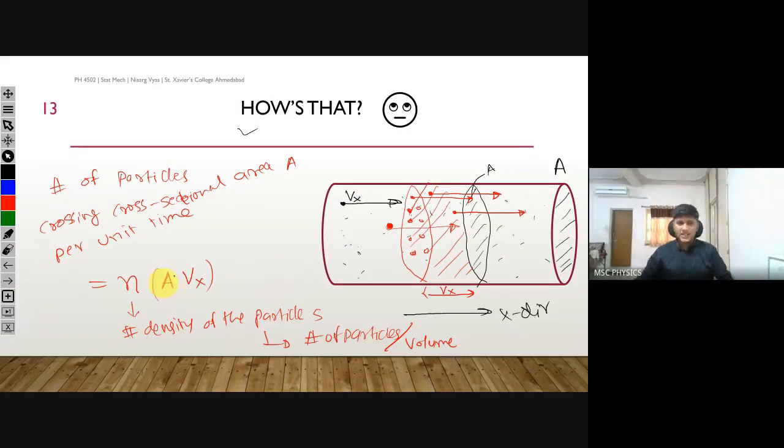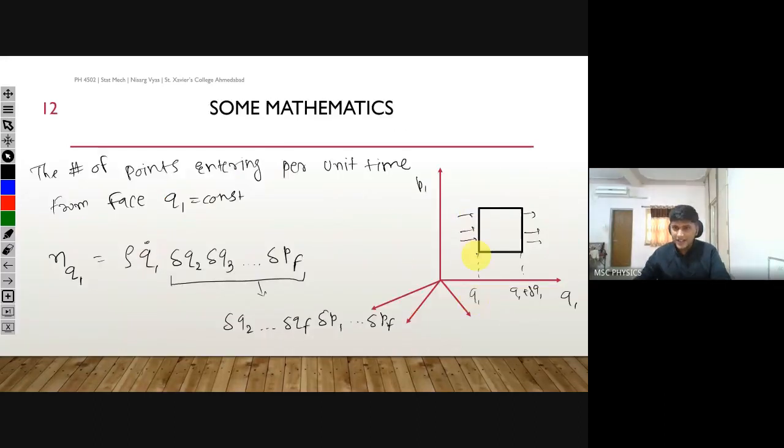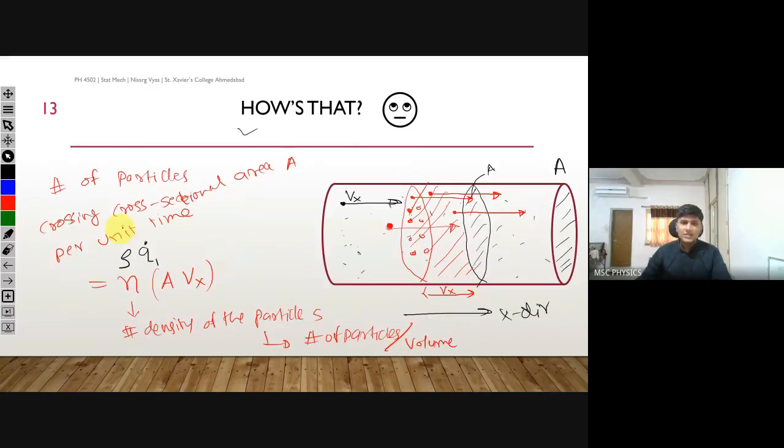Okay. So everybody is clear. In our case, the number density of particles is given by rho. And in our case, this Vx is given by q1 dot, because it is the velocity at this plane, and velocity at this plane at q1 will be given by q1 dot. And the area, which is the area of cross section due to all other surfaces, is given by delta of q, because the particle was moving in one dimension.